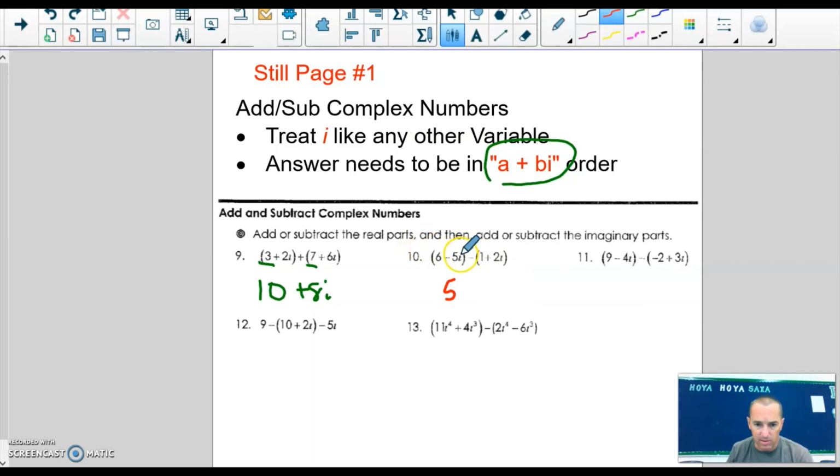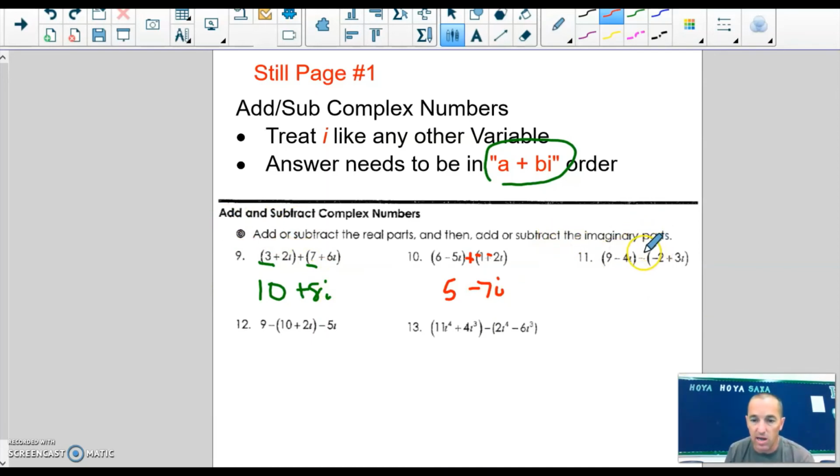So what I will typically tell you to do is change this to an addition problem by changing the sign of the 1 and the 2. So this now becomes 6 plus negative 1, which is still 5, and negative 5i minus 2i, which is now negative 7i. Please note that the complex number is always written with the real number first and the imaginary number second. So the i number comes second. 8i was second, 7i was second.